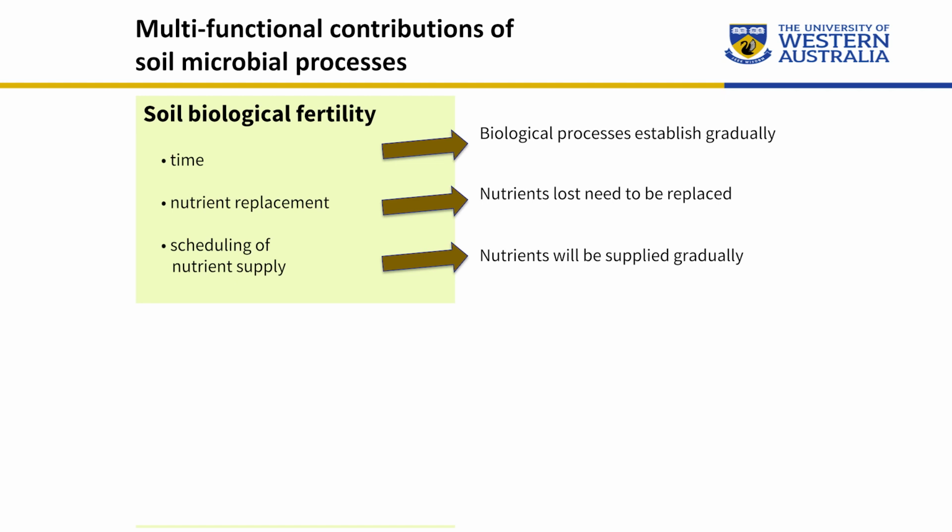We can have nutrient replacement from these processes. We can change the supply of nutrients. So we're not front-end loading the nutrients at the beginning, or they may be added during the season, but that big boost at the beginning won't happen fully from biological fertility. So there's a time difference in the scheduling of nutrients.